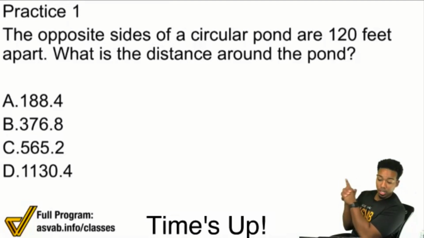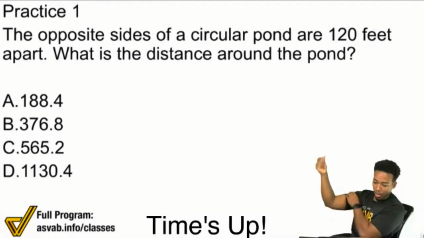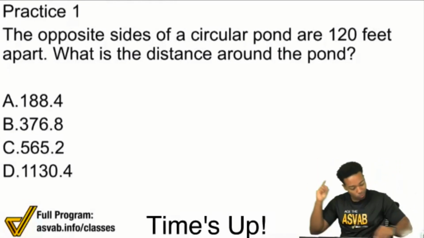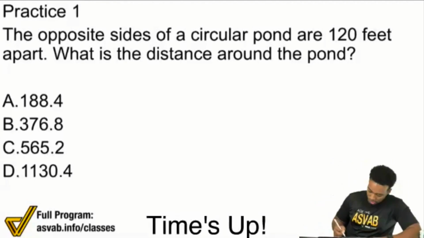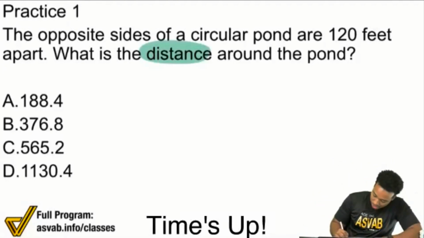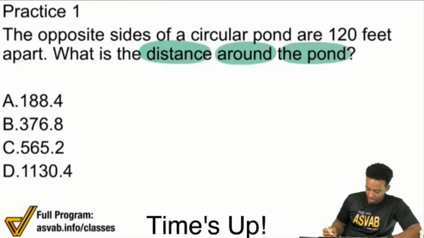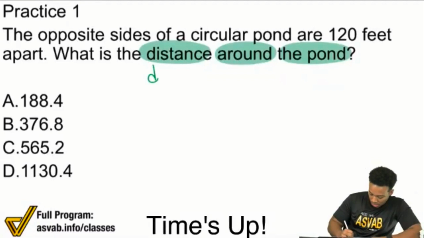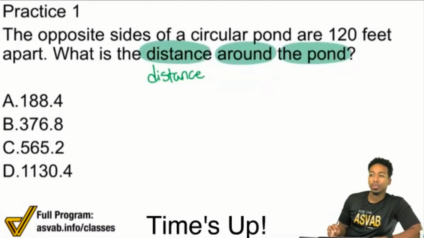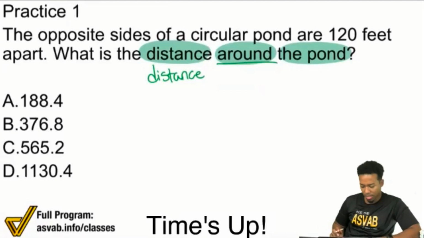Everybody, the first thing we always do is what? Quick. Any question, any word problem, we always do what? Read the question. That's right. Read the question. So the first thing we see here is, what is the distance around the pond? Everybody, let's break it down here. Distance is just distance, right? Distance is just distance. But everybody, what's the word? What's one word that we can use when we're talking about the distance around anything?